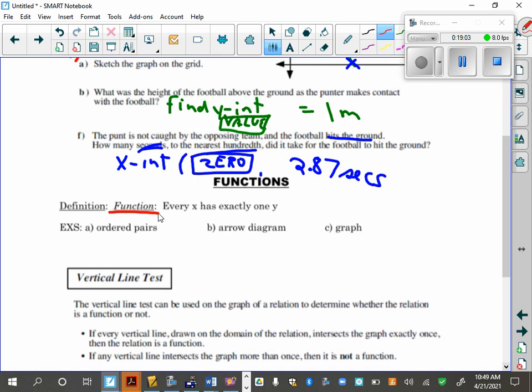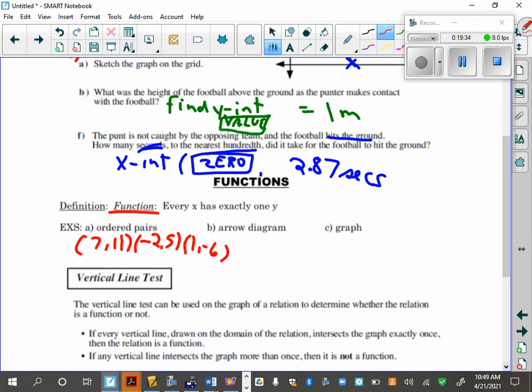So ordered pairs. Example of a function: (7, 11), (-2, 5). Each x has exactly 1 y. So you're wondering, what does that mean? Well, if I say (7, 11), and then (7, 10), and (7, 9), then the x of 7 would not have exactly 1 y. It would have 3 y's, and it would not be a function. So write that down as the example of a function.